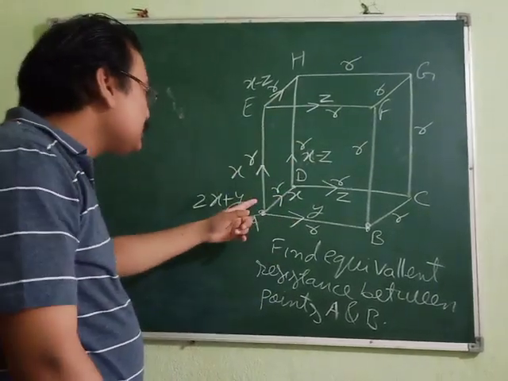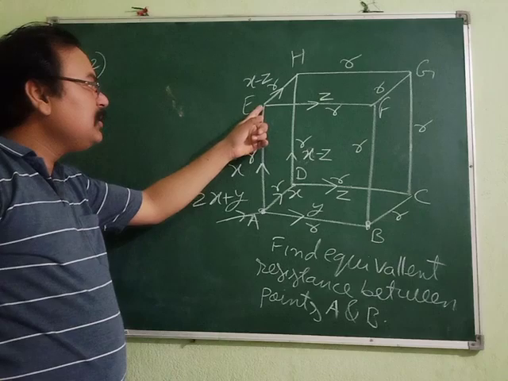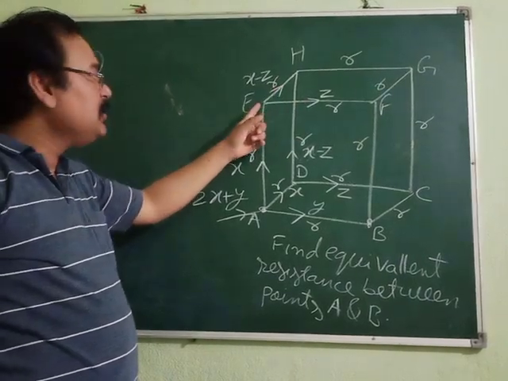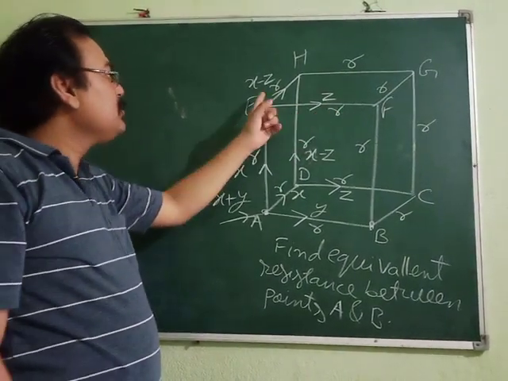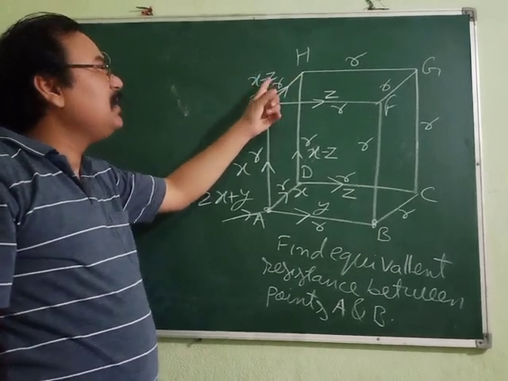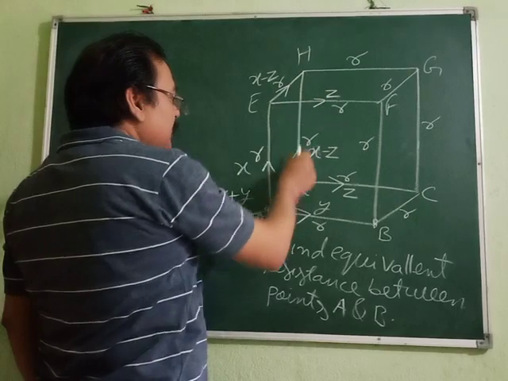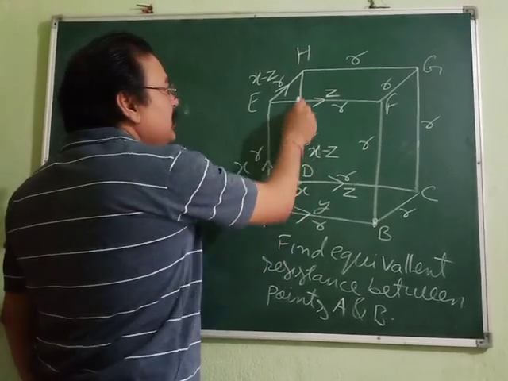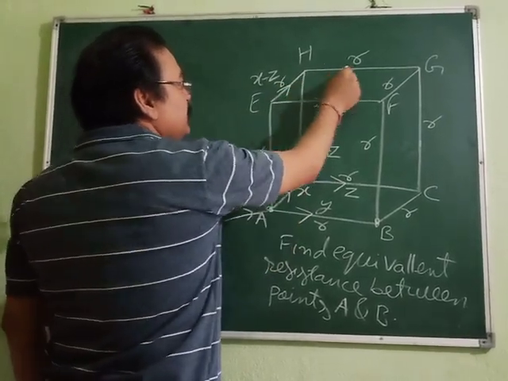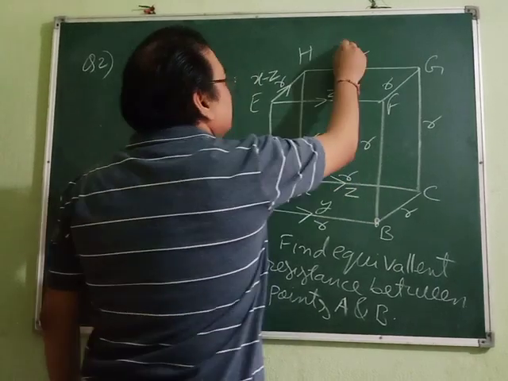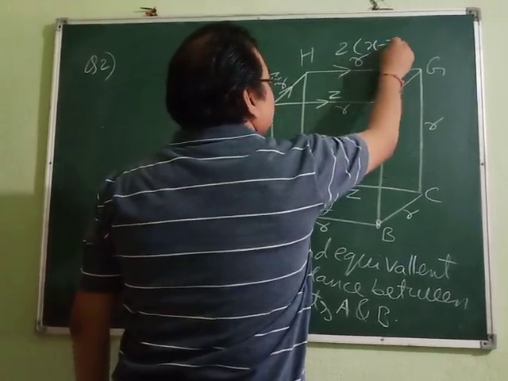Now let's take this path. X is going through this. Again here two branches are there. So let Z current go through this branch. So from this branch how much current will go? X minus Z. Now as X minus Z reaches here, from here what is going? X minus Z only. So X minus Z plus X minus Z is how much? It is twice of X minus Z.